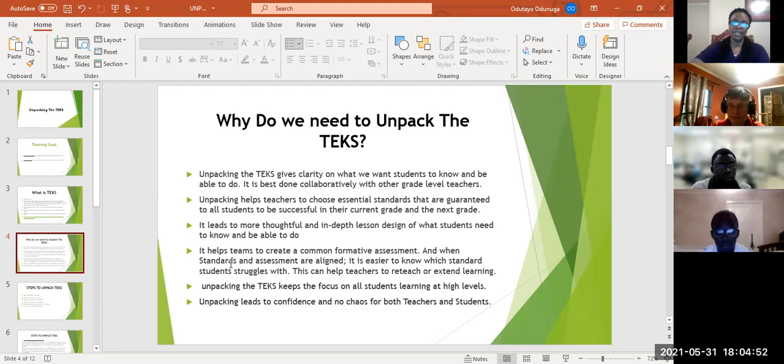Unpacking the TEKS keeps the focus on all student learning at a high level. You're able to track what the students are learning. Unpacking leads to confidence and no chaos for both teachers and students.